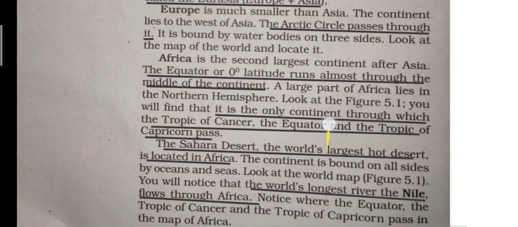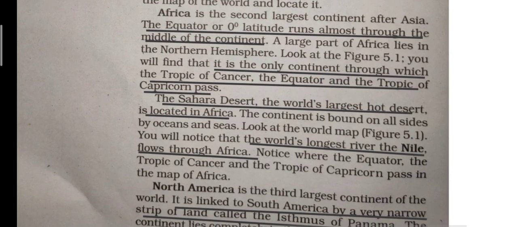Then the Sahara Desert, the world's largest hot desert, is located in Africa. The continent is bound on all sides by ocean and seas. Look at the world map, figure 5.1. You will notice that the world's longest river, the Nile, flows through Africa. Notice where the equator, Tropic of Cancer and Tropic of Capricorn pass in the map of Africa.